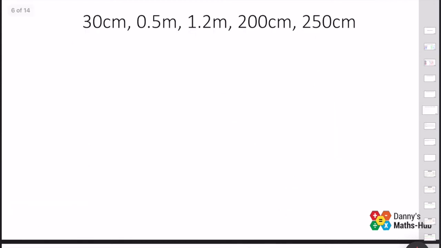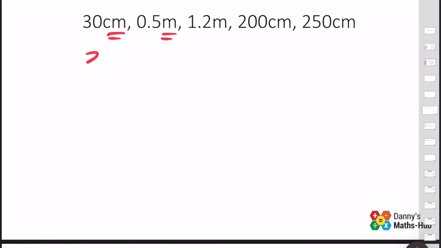It can get a little bit more confusing if we start dealing with different types of units, but the trick is to always convert all the units back to the same one. So here we're dealing with centimeters or meters. So we either convert them all into centimeters or convert them all into meters. I'm going to convert these all into centimeters because I personally think that would be easier.